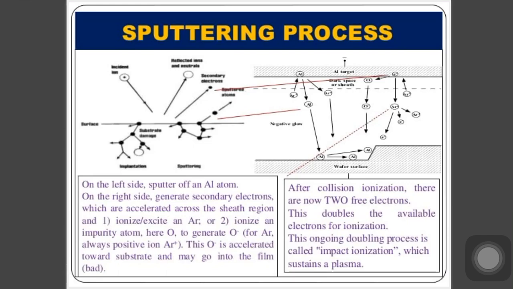These are accelerated across the sheath regions. The first is the ionized oxides, the second is the ionized impurity atoms. This oxygen is accelerated towards the substrate and goes into the film bed. After the collision is ionized, there are two free electrons. This doubles the available electrons for ionization. This ongoing doubling process is called impact ionization, which is sustained as a plasma.